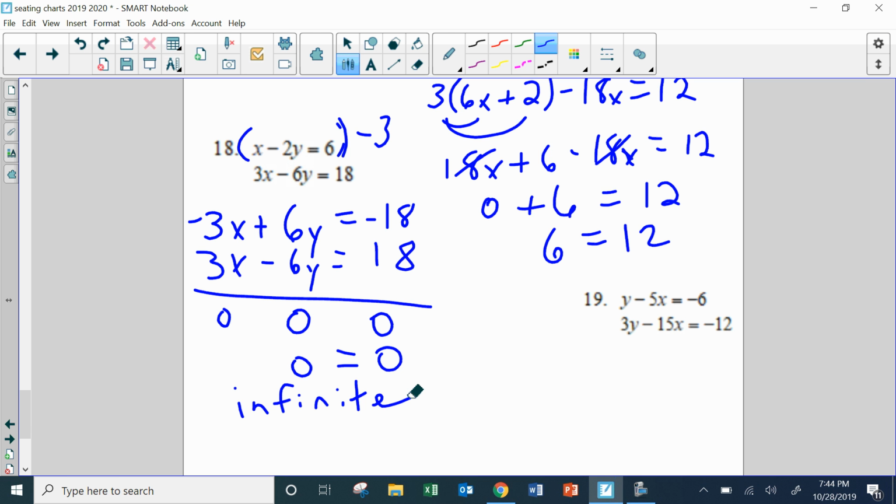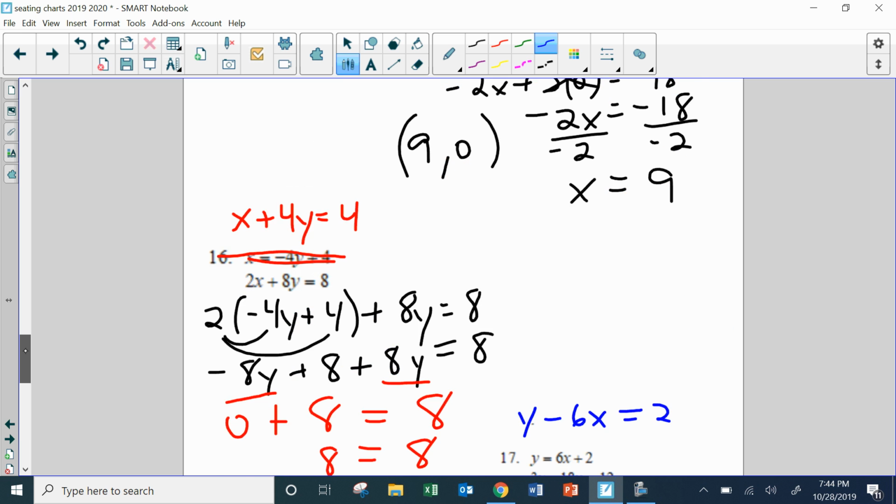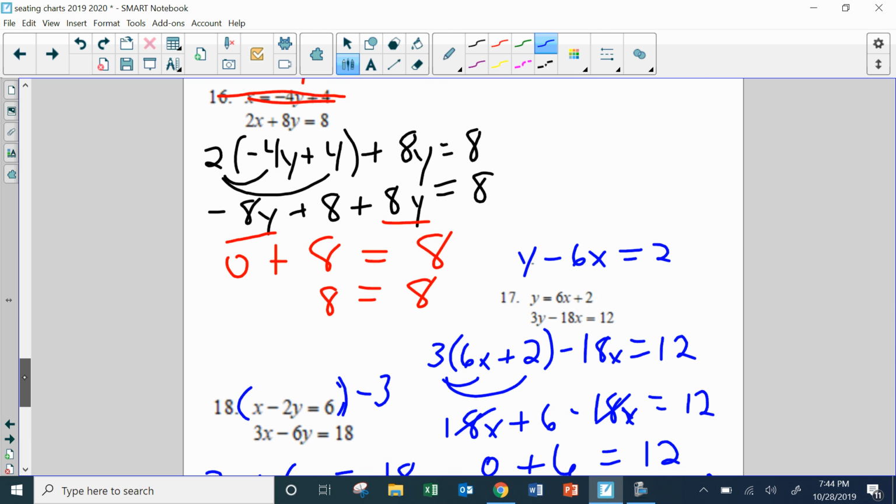Yeah, it sure did. So, anyway, infinite number of solutions there. This would be no solutions here. I'm going to have to abbreviate that. This would be infinite number of solutions here. So that was infinite. Because 8 does equal 8, so that means it's an infinite number of solutions.